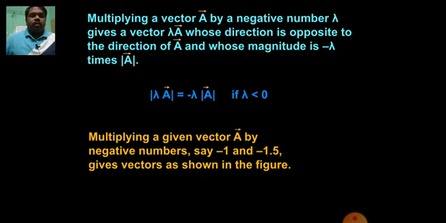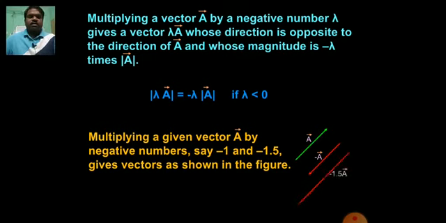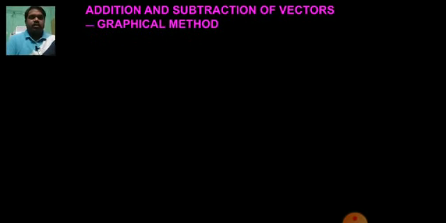See, multiplying a given vector A by negative numbers, say minus 1 and minus 1.5, gives vectors as shown in the following figure. This is vector A and this is another vector minus A. Then what will be the product? Product will be minus 1.5 of vector A. Here minus 1.5 vector A, the direction is different, as well as its magnitude is different. So this is all about multiplication of vector with a real number.